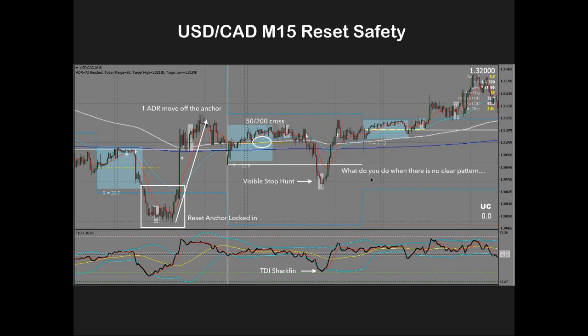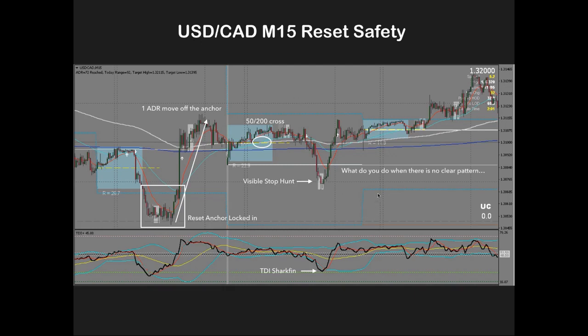So what do you do when there's no clear pattern like this? Sometimes you're just going to get a V bottom, and it's just going to shoot up, right? It's going to go up, up, and away from you. Look, you miss all of this. Okay, and then same thing for shorts. Sometimes you're just going to get an A top, and you're not going to get the second leg of the M, and it's just going to run away from you.